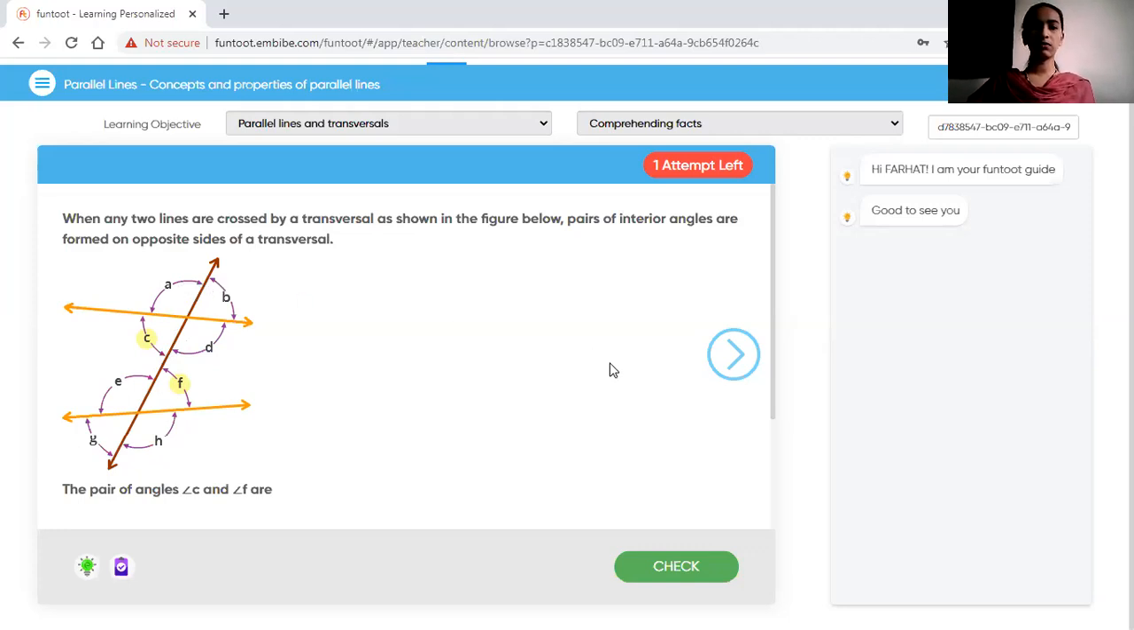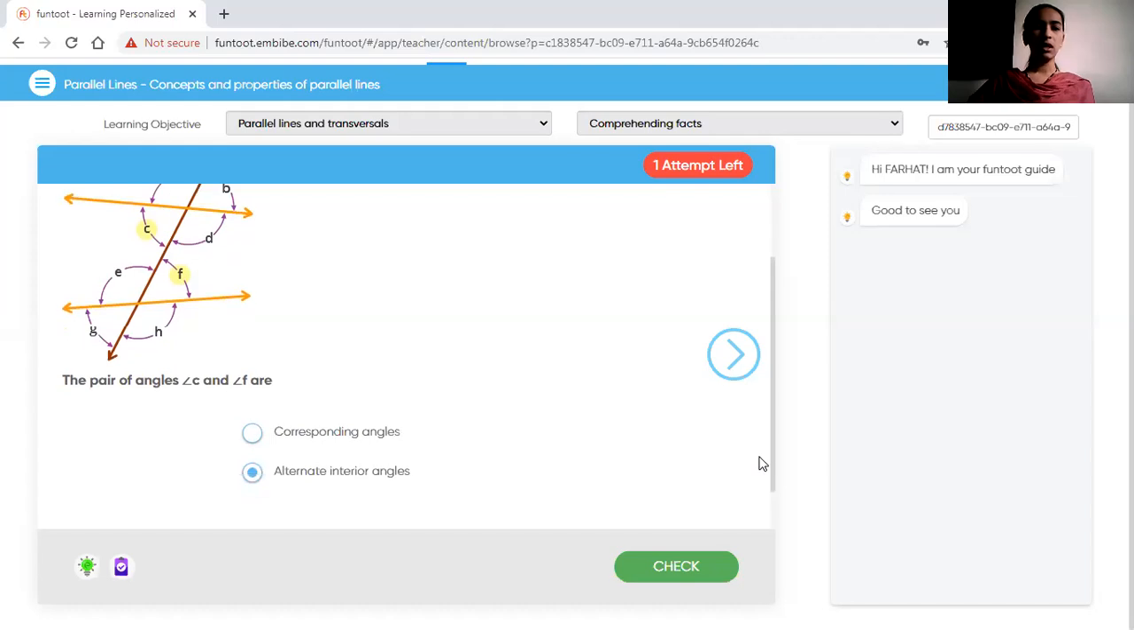Okay, now the first question in this is the pair of angles C and D. Now you can see both are inside, that means they are interior. And you can see they are alternate to each other. So what angles are they? Are they corresponding angles or alternate? Yes, the correct answer is alternate angles.